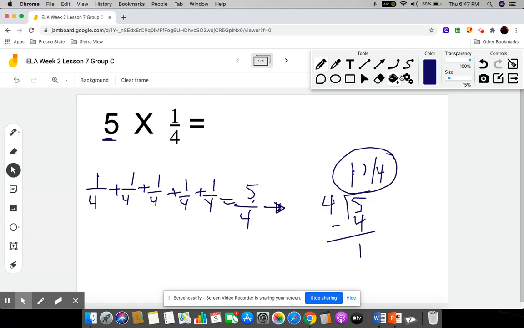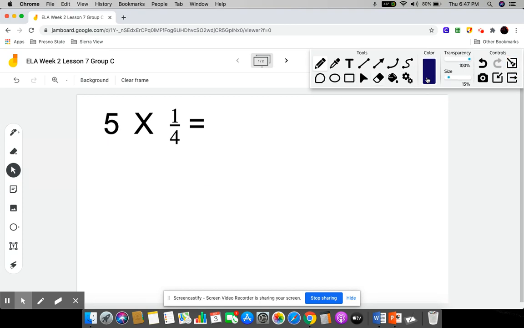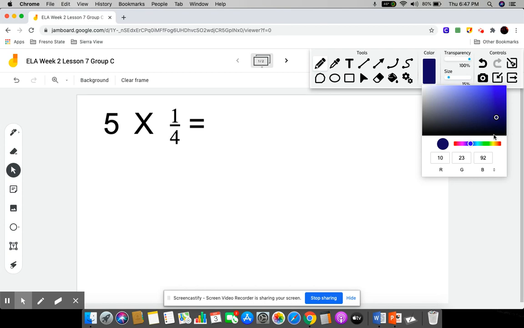Now, I'm going to show you the second method. Let me change colors.